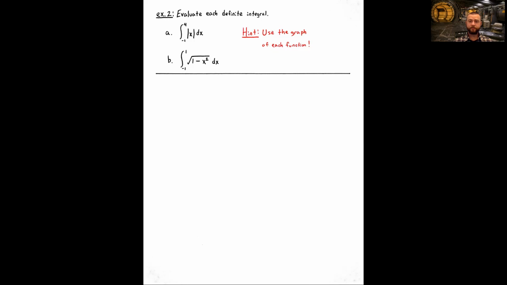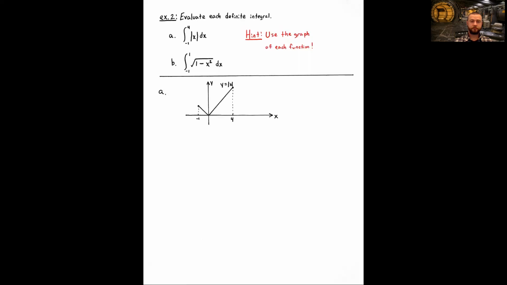All right, welcome back. Now, part A is definitely the simpler one here, and it's probably simpler because between the two functions, absolute value of x and square root of 1 minus x squared, chances are the graph of absolute value of x is more familiar. So your absolute value shape is the standard V-shaped graph, and we're looking at that graph over the interval from -1 to 4.